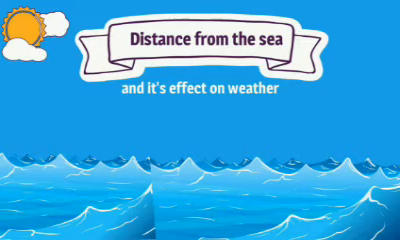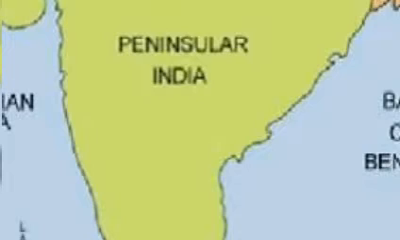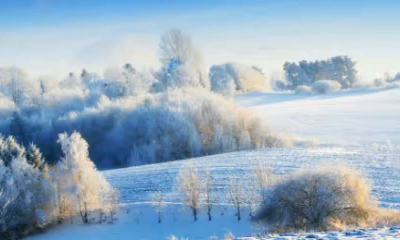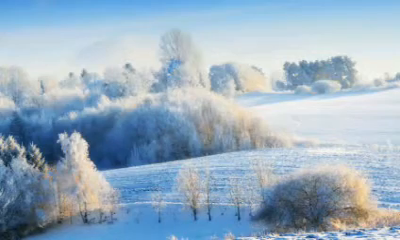Next, distance from the sea. A large area of India, especially the peninsular region, is not very far from the sea. And this entire area has a clear maritime influence on climate. What do you mean by maritime? Maritime means relating to the sea and to the ships.